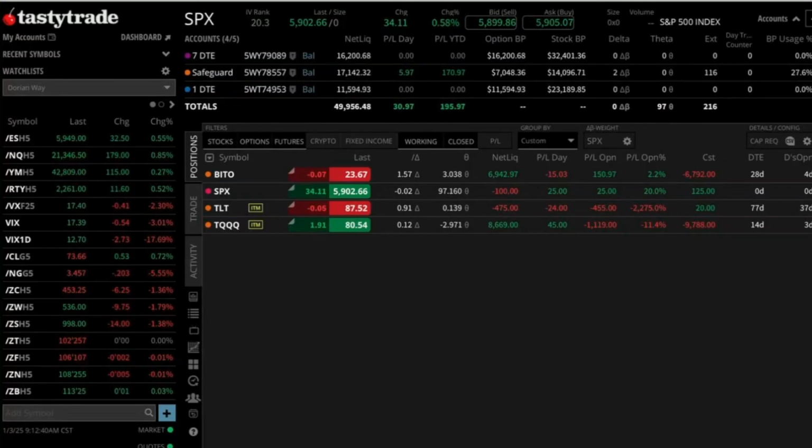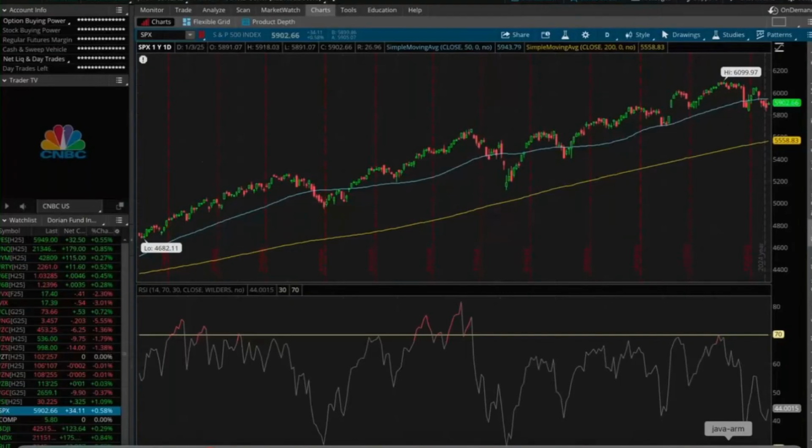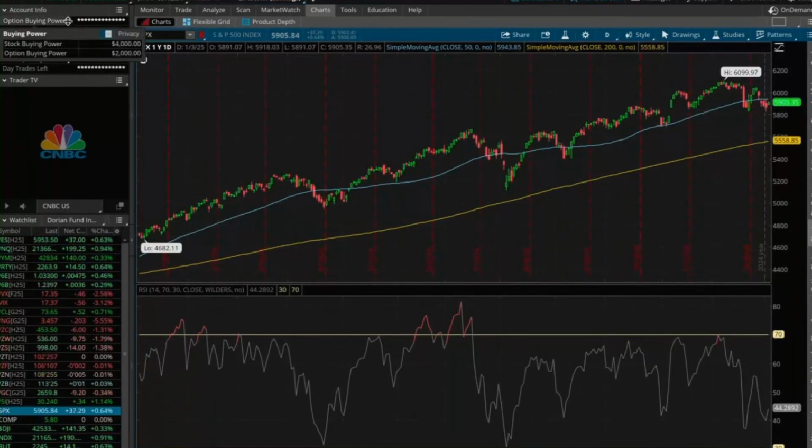Then if we jump over here to the Thinkorswim account, we're going to have 2 different accounts in here. We're going to have our earnings play. This is the one that we're not as certain about. This is more of an engagement play, but we want to see if we can make this a quantitative approach for us. We'll be able to determine that throughout 2025.